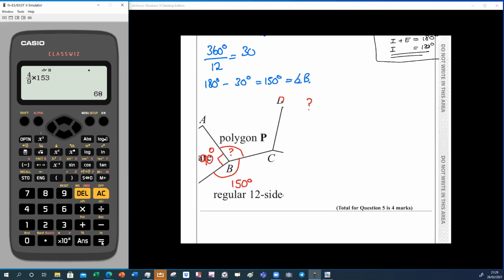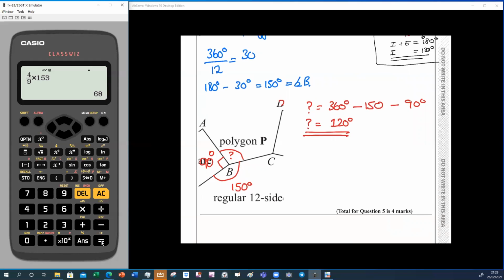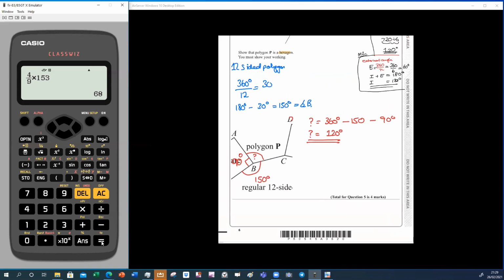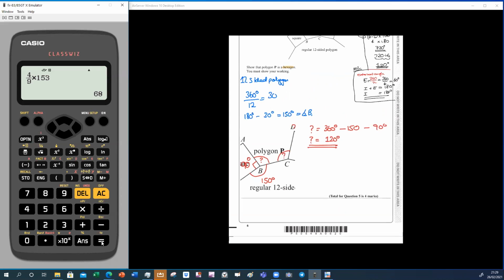So it says the question mark is equal to 360 degrees minus 90 plus 150 and minus 90 degrees. So it is equal to 120. 360 minus 240, which is actually 120, absolutely right. So then polygon P is also going to be the same. That's also going to be 120 as well. So is it going to be a hexagon then?